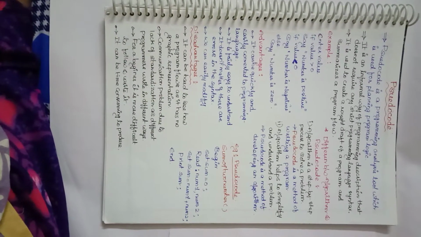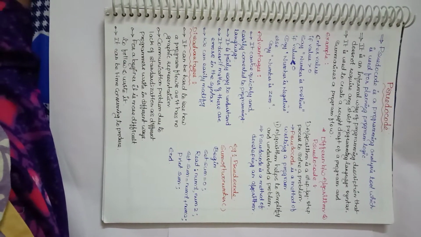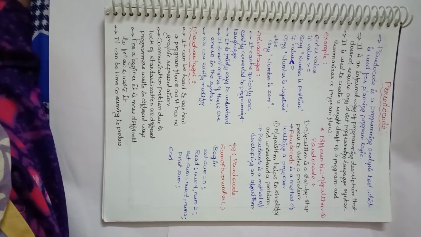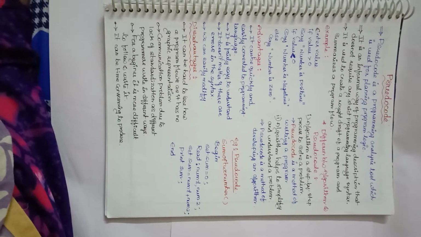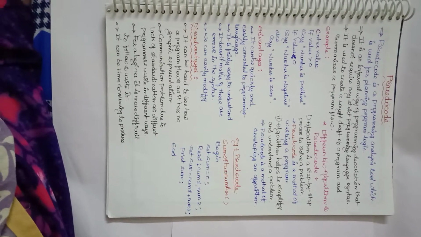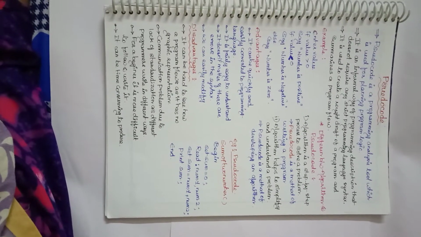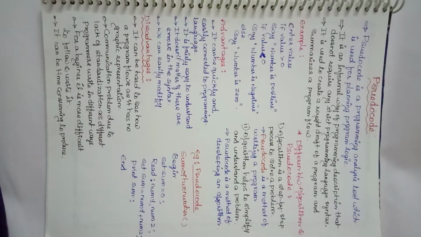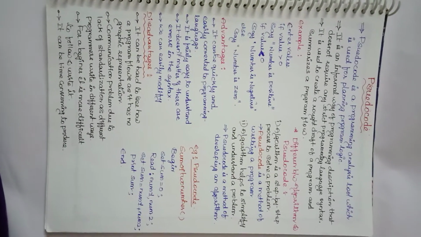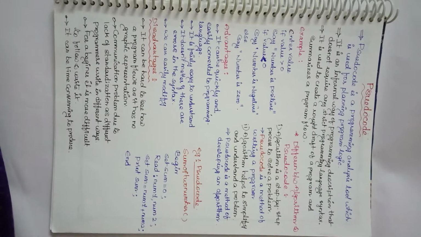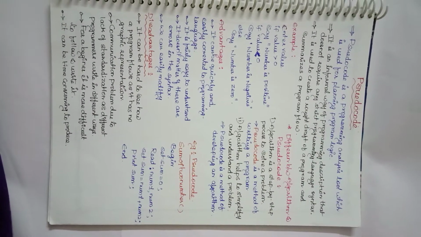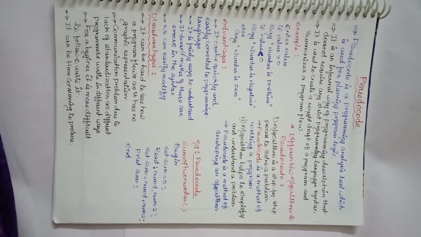Coming to the disadvantages, first, it can be hard to see how a program flows as it has no graphic representation. Branching, looping and every condition is shown in statement form, so we cannot understand it easily. If it is shown with a flowchart or a diagrammatic representation, we can easily understand what is happening. So it is somewhat hard to understand the flow of a program.